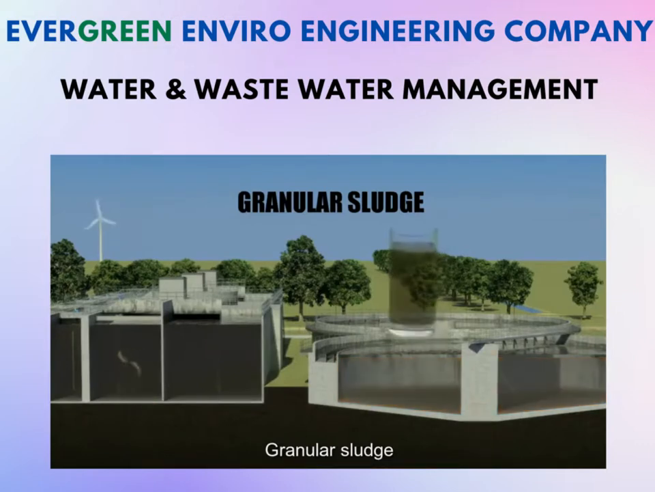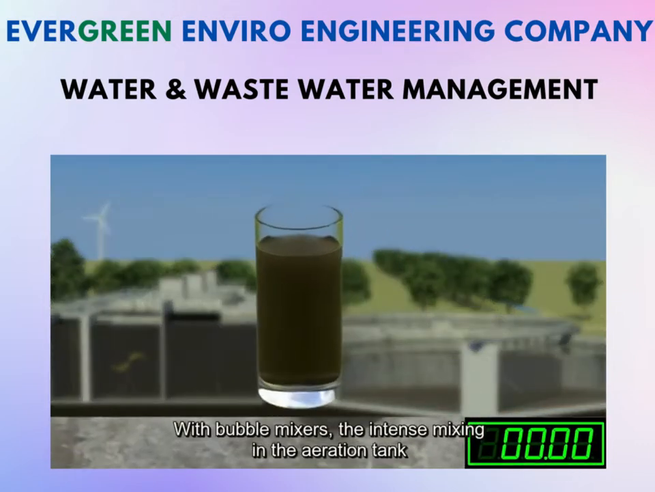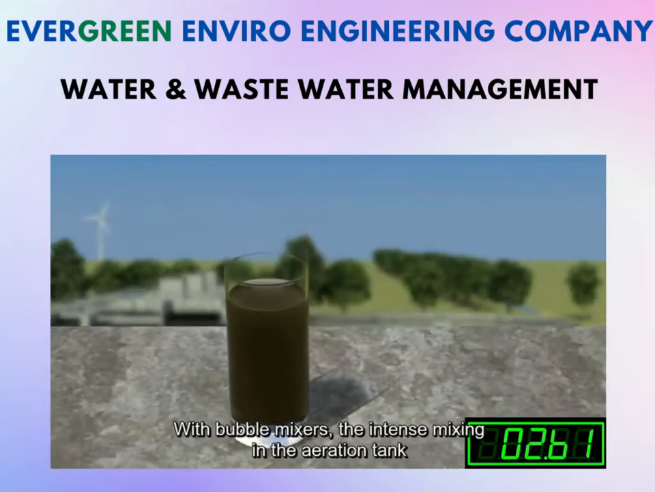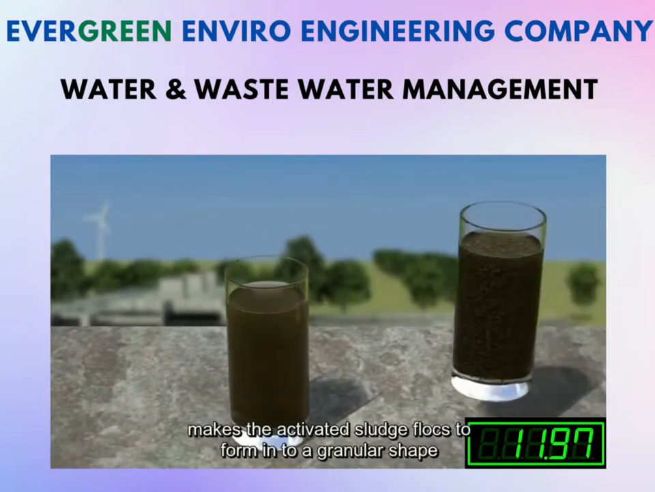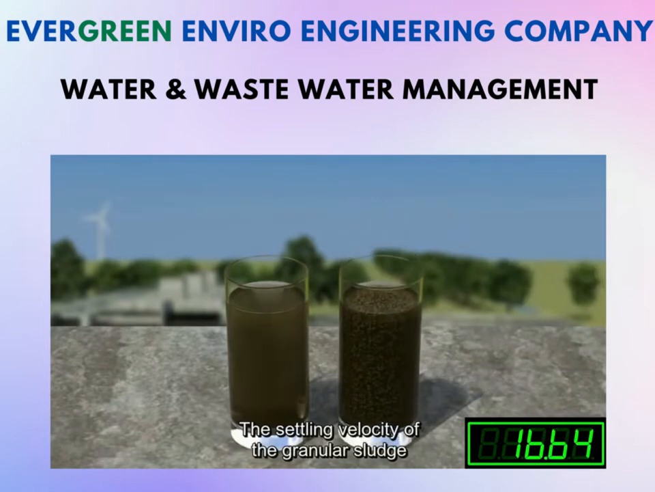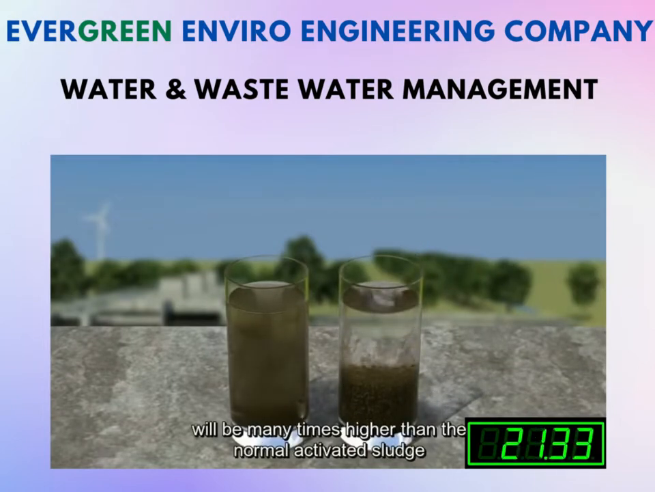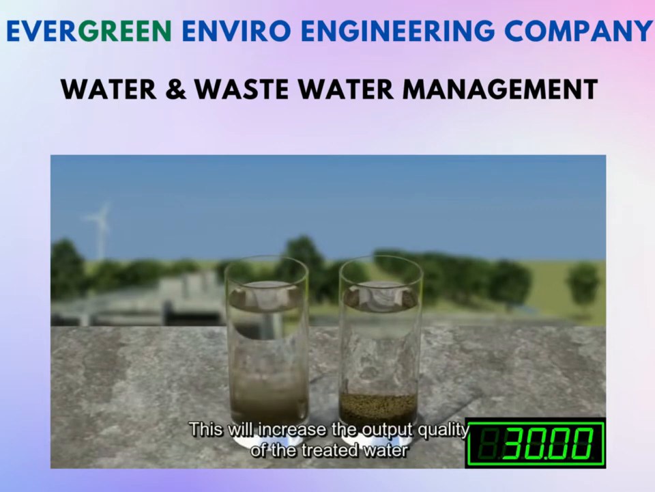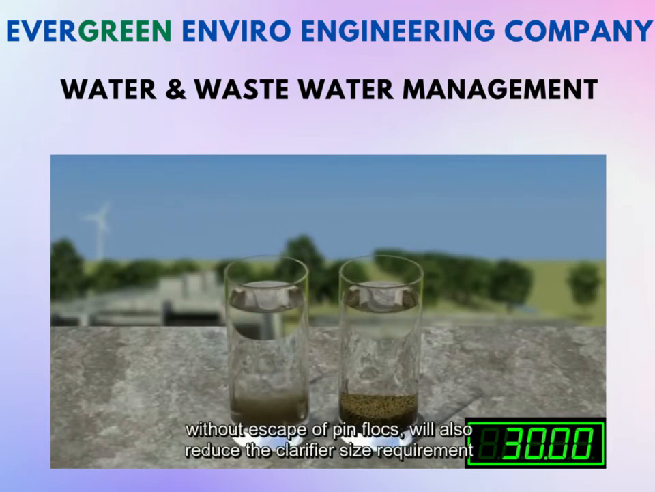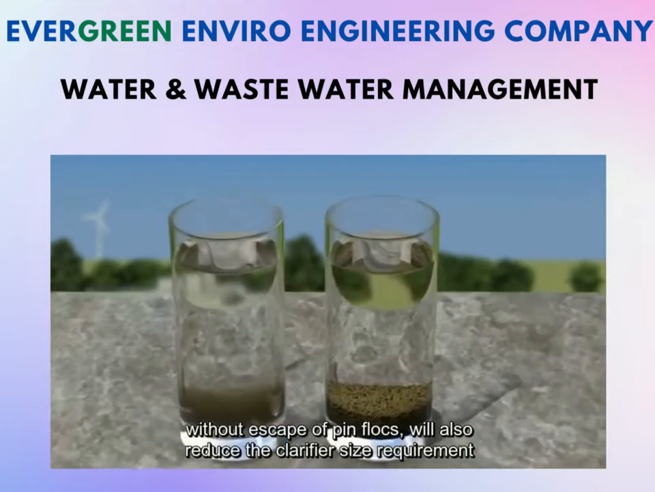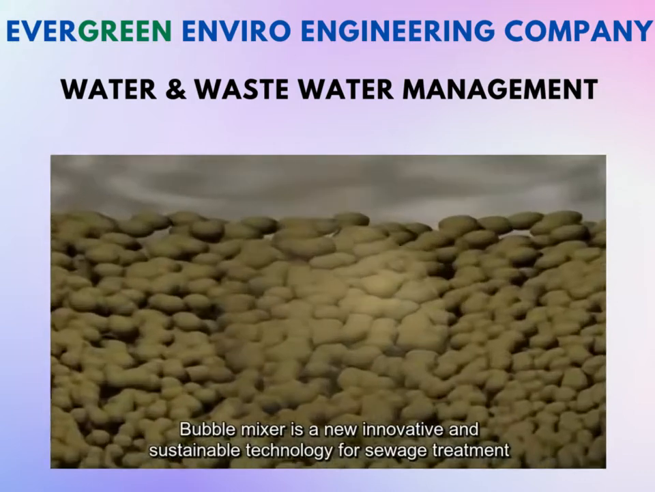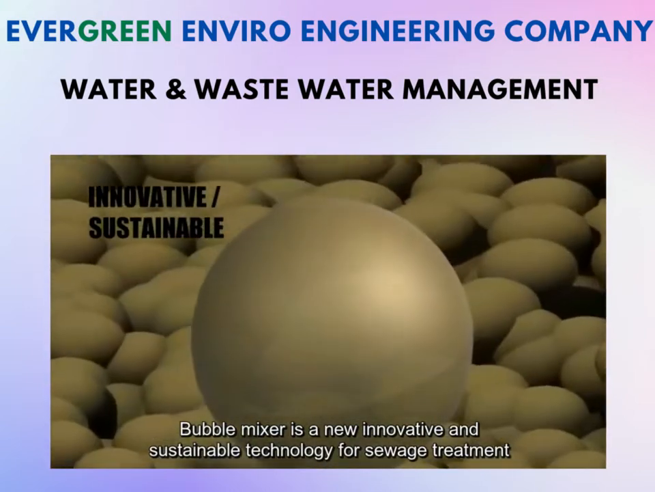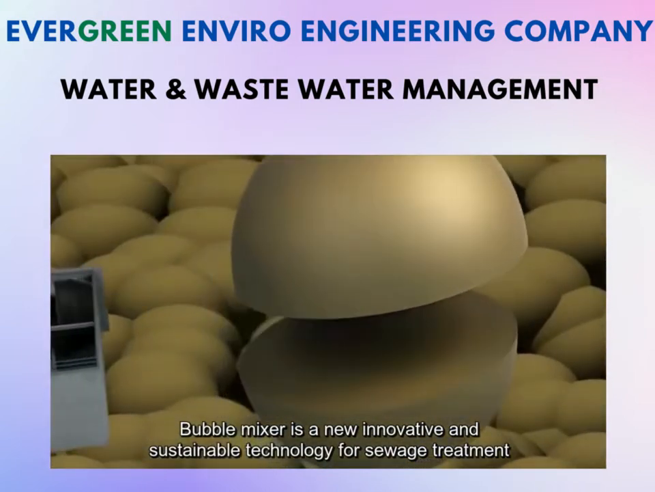Granular sludge. With bubble mixers, the intense mixing in the aeration tank makes the activated sludge flocs form into a granular shape. The settling velocity of the granular sludge will be many times higher than that of normal activated sludge. This will increase the output quality of the treated water, without escape of pin flocs, and will also reduce the clarifier size requirement. The bubble mixer is a new, innovative and sustainable technology for sewage treatment.